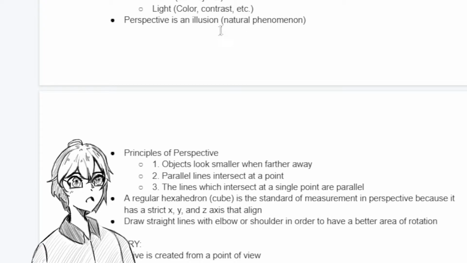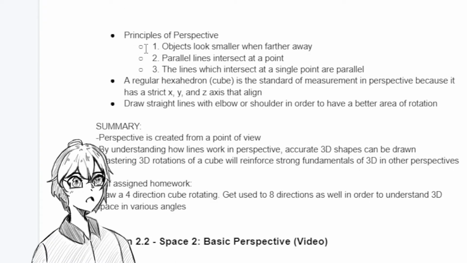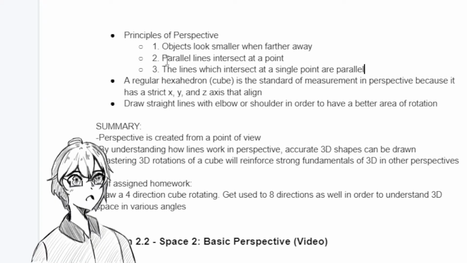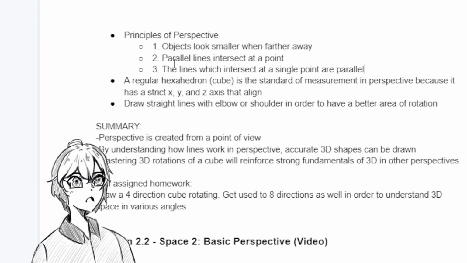Perspective is an illusion or a natural phenomenon, so it's not something that we can really make, as it is just something that occurs when something is drawn properly in 3D space. The principles of perspective are 3 that he lists to help better understand how we draw things in 3D: 1, objects look smaller when they're farther away; 2, parallel lines intersect at a point; and with 2 comes 3, which is that lines which intersect at a single point are parallel. These points really come from observing how artists draw and understand 3D space and perspective, so these aren't anything that you need to drill down and study, but they are really good points for understanding how things within 3D space operate and what they imply by their shape, line and direction.